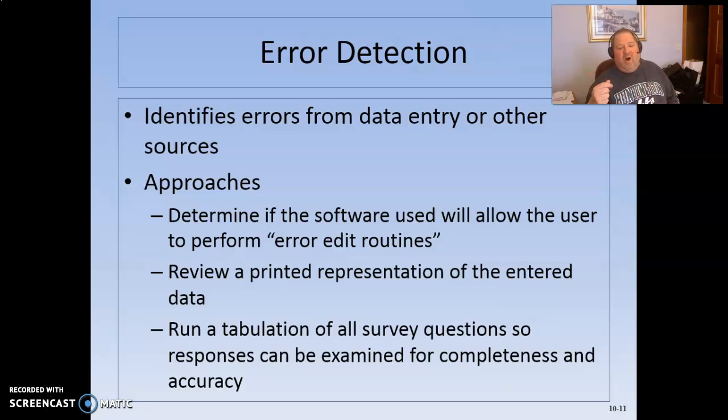It won't let them go on until they answer a question. So really, you're not going to have data entry errors. Respondents might answer incorrectly or falsify their answer, which you can't really stop. But as far as checking the wrong box or not answering a question with electronic surveys, there are safeguards in there to prevent error detection.